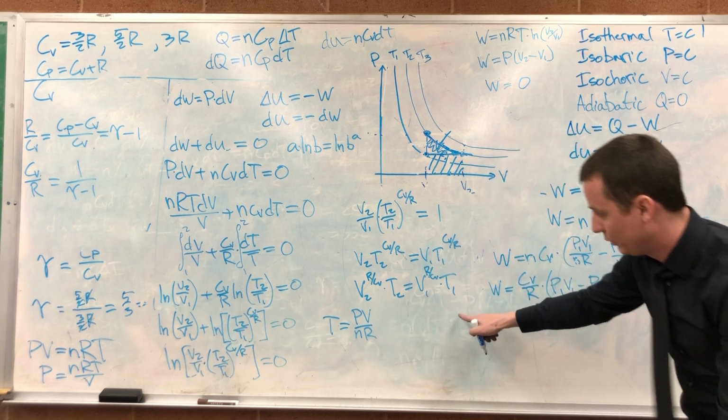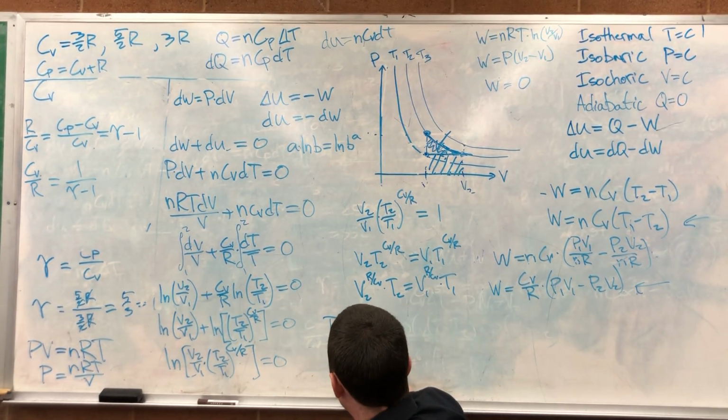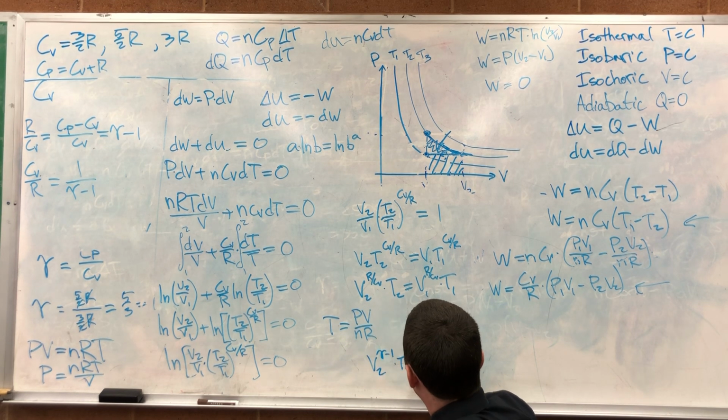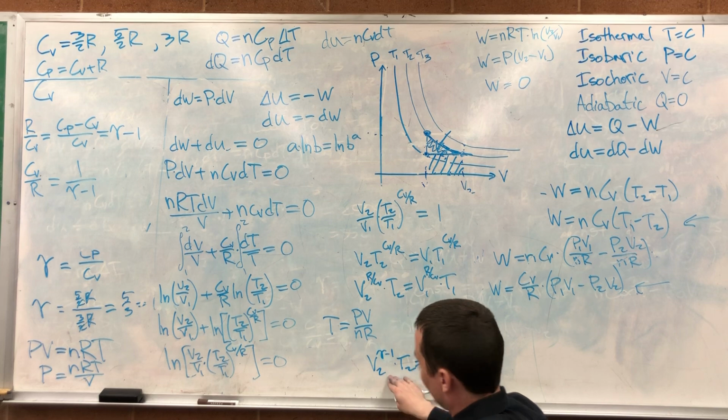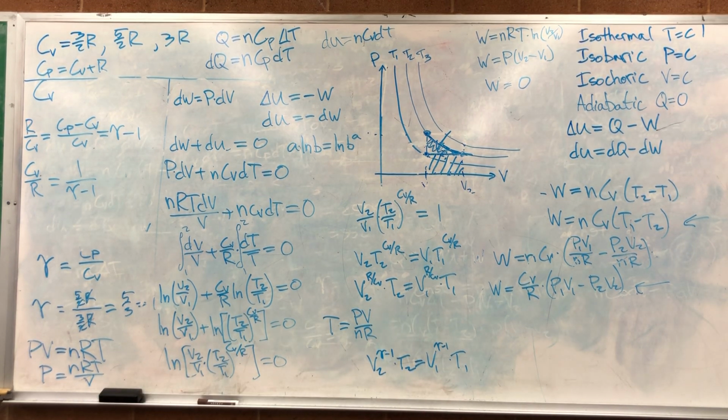So when he writes out this equation in the book, the way the author is going to write it is you have V2 to the gamma minus 1 times T2 is equal to V1 to the gamma minus 1 times T1. So that's going to be the difference he has. So we just made that substitution. I see.